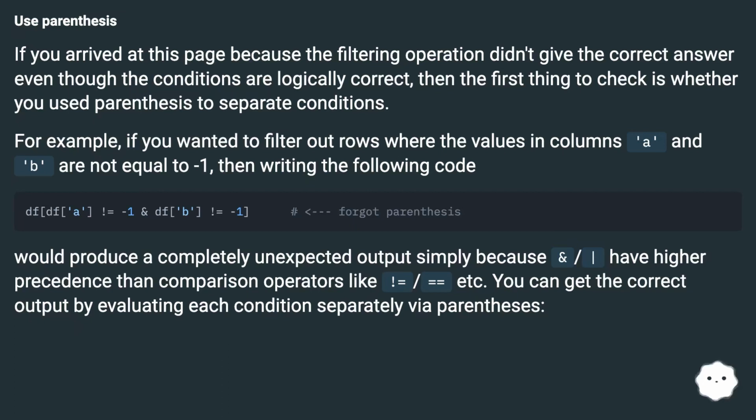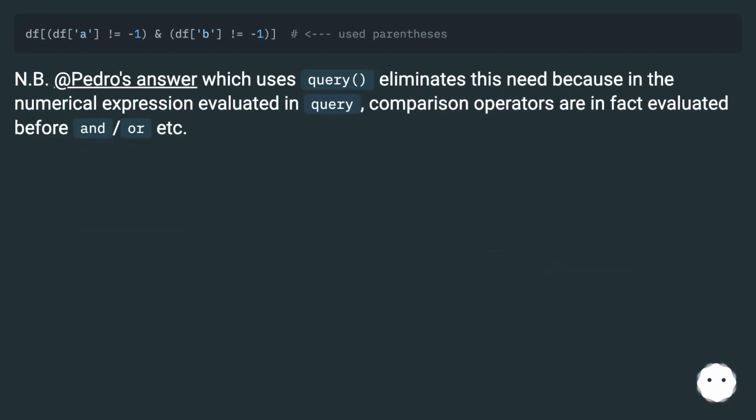would produce a completely unexpected output simply because & and | have higher precedence than comparison operators like != and == etc. You can get the correct output by evaluating each condition separately via parentheses. NB: Pedro's answer, which uses query, eliminates this need because in the numerical expression evaluated in query, comparison operators are in fact evaluated before and, or etc.